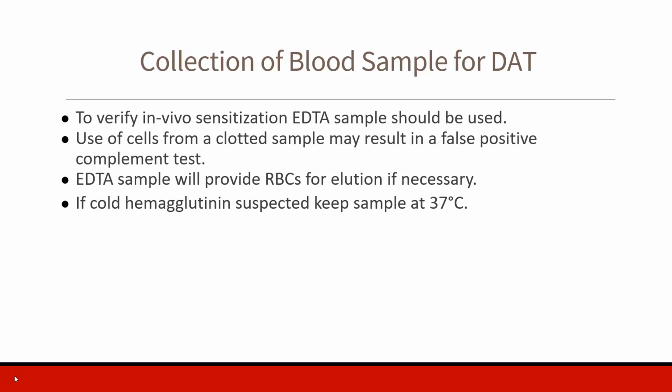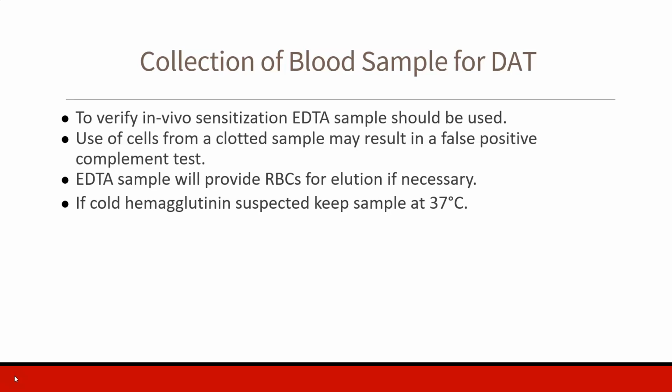But if it is positive on the clotted sample, then you must get an EDTA sample, because there can be false positives due to using a clotted sample, which we'll talk about in a bit. The EDTA sample will also provide free red cells for elution if necessary. There have been times that I've had to smash a clot through a sieve because the patient was a very difficult stick or difficult draw in order to get the red cells needed for an elution. But again, by having this EDTA sample, it's anticoagulated, the cells are free in solution. That's the easiest sample to do an elution on.